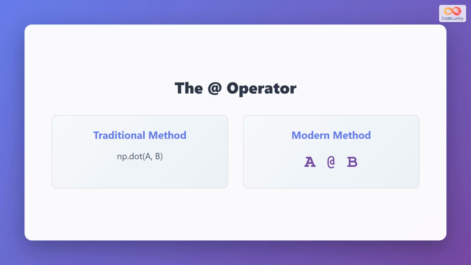NumPy offers two ways to multiply matrices. The traditional method uses the np.dot function, which requires you to explicitly call the function. The modern approach uses the @ operator, which is a special symbol introduced in Python 3.5. The @ operator provides a cleaner and more intuitive syntax for matrix multiplication.